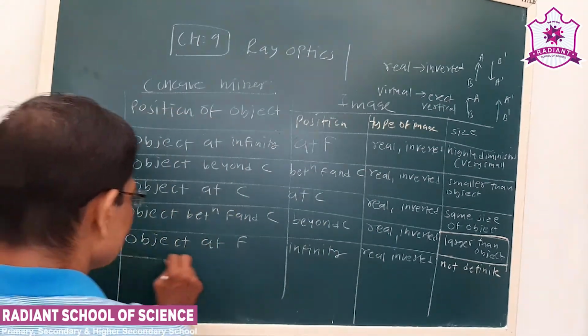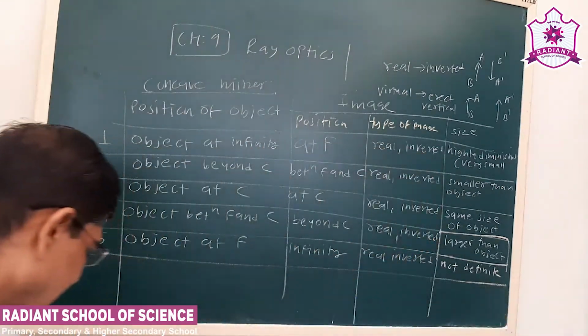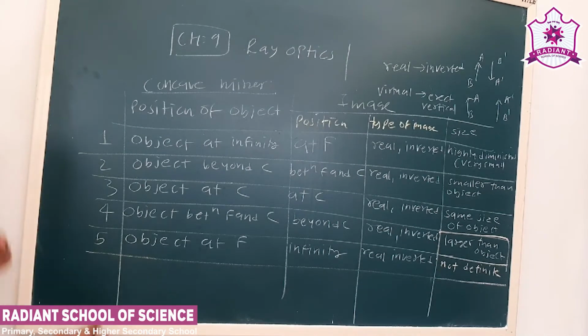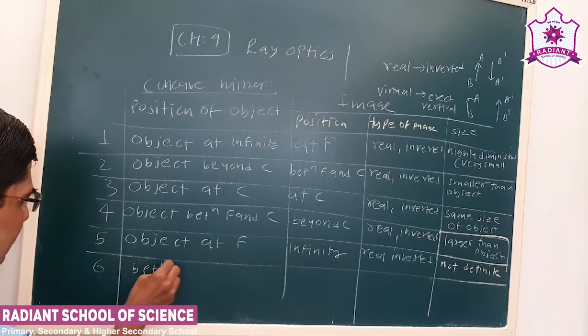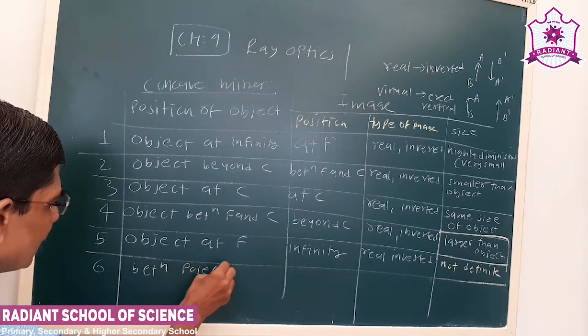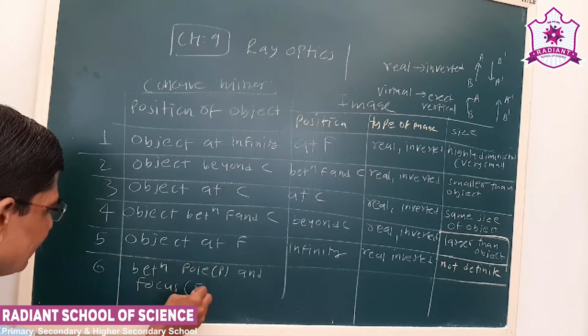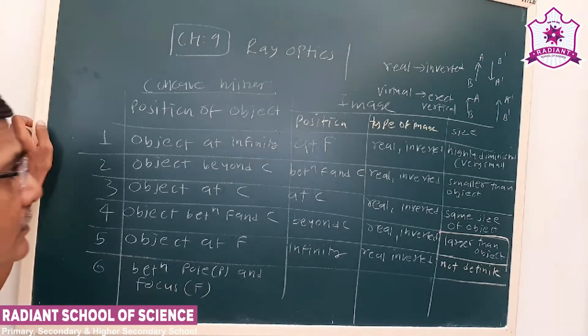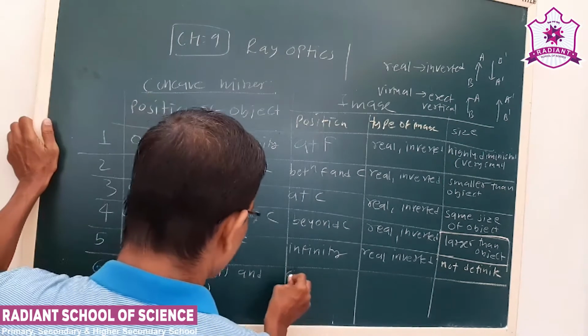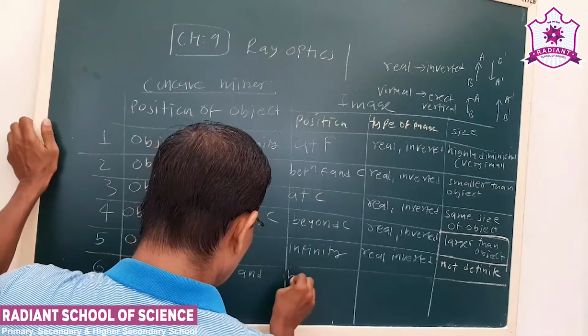See the last case, when the object is between pole P and focus F. The image will be on the same side. Here it will be behind the mirror.